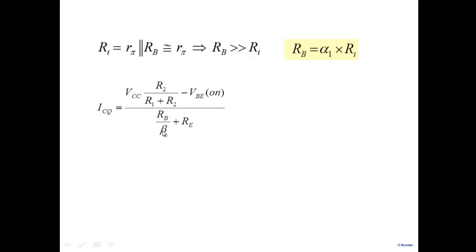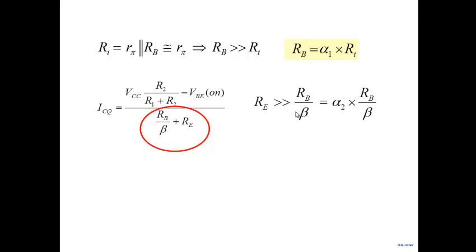So ICQ, I want it to be insensitive to beta, and therefore I should make this term much smaller than RE. So it gives us another constraint: RE should be much, much larger than RB by beta here. And again, it is your choice how large you want to make it. Let's say your choice is alpha 2 times RB by beta here. If you put both of them together, then these basically decide your value of RE.